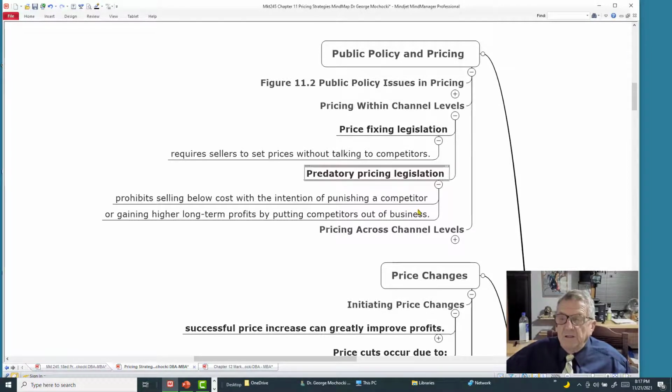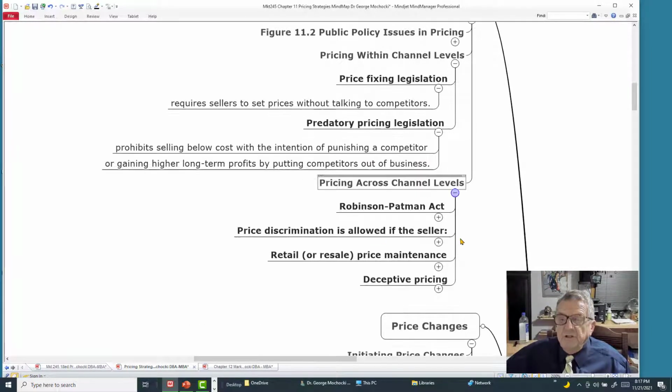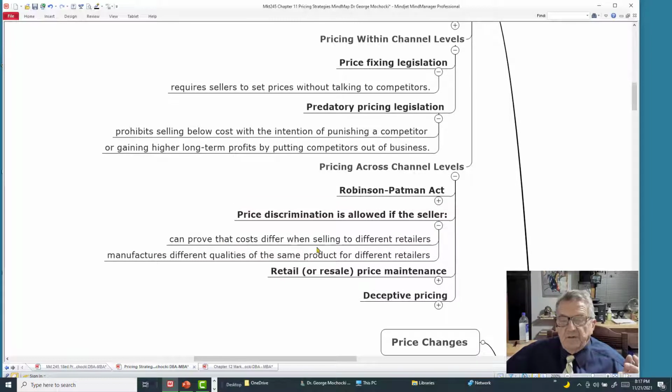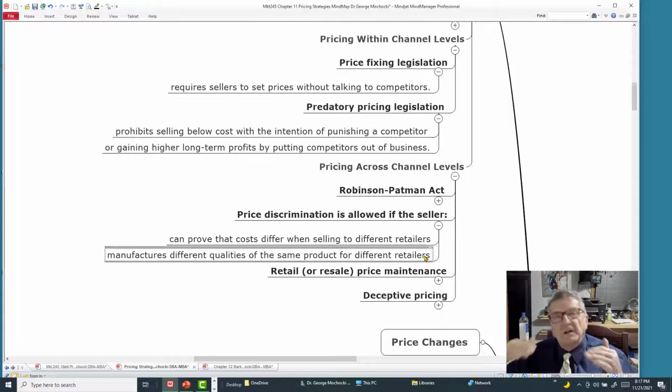All right. And then pricing across all channels. And then this one is just different acts. Price discrimination is not allowed. If the seller's costs differ from selling to different retailers, manufacturers, or different qualities, the same products at different retailers. So you've got to be careful.